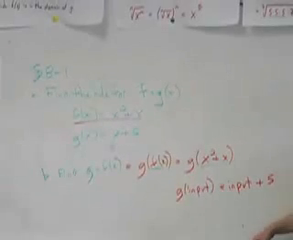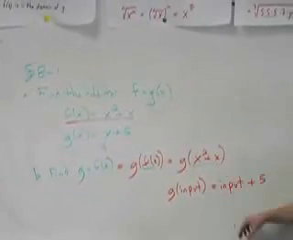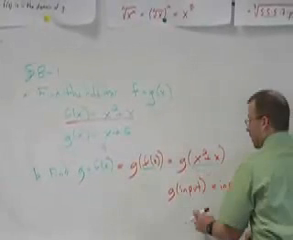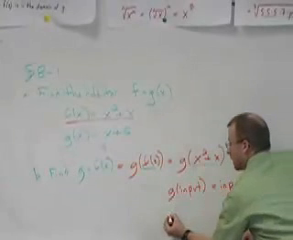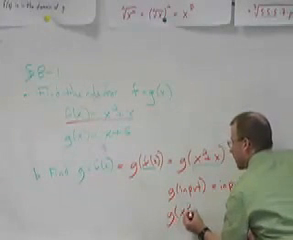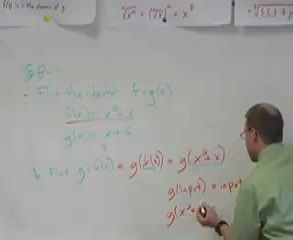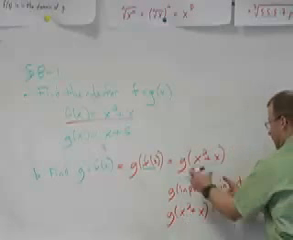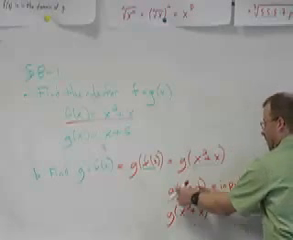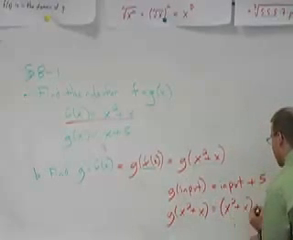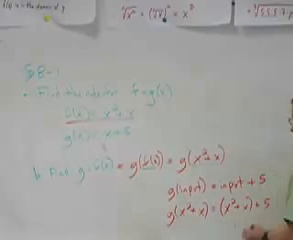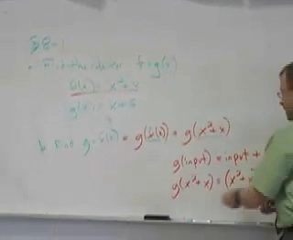Because now my input is an algebraic expression. But at least I can come through here, and now I can replace the word input with x squared plus x. So that becomes g of x squared plus x. Am I writing too low for you, Max, or no? Okay. Everywhere I see input, I'm going to write x squared plus x. So that becomes x squared plus x plus 5. That is the answer to that composition of functions problem.